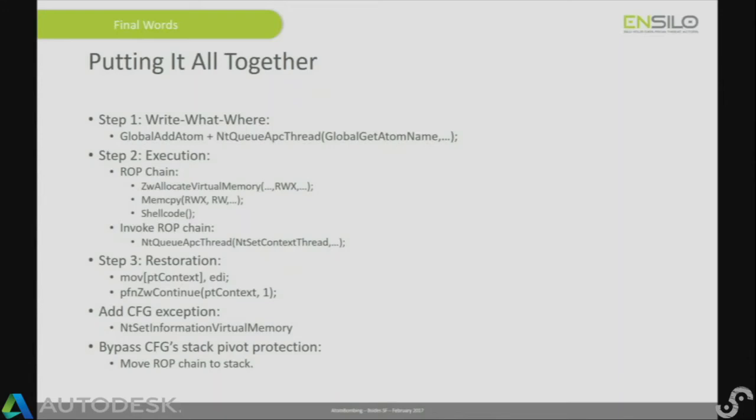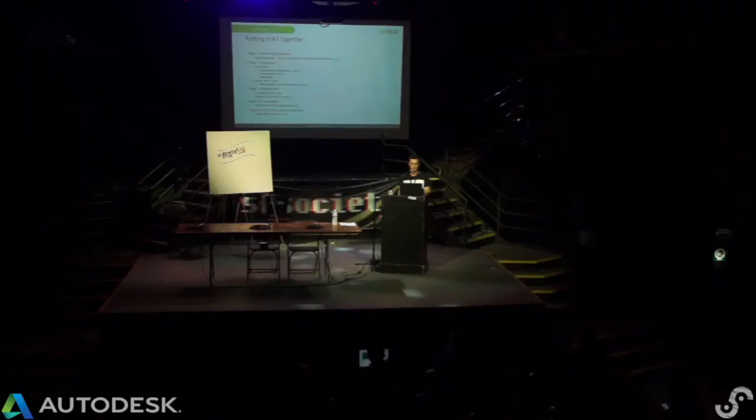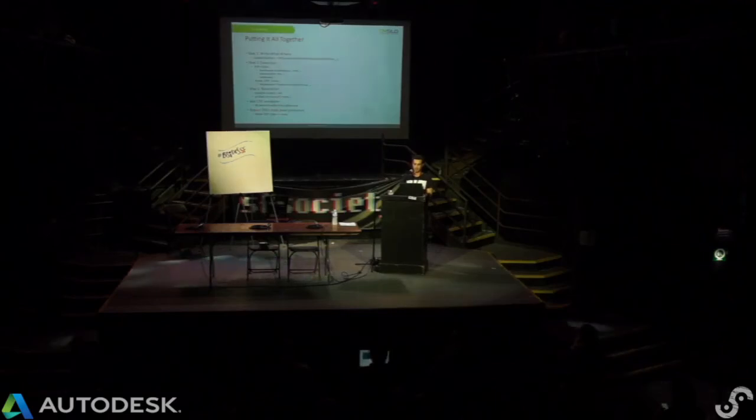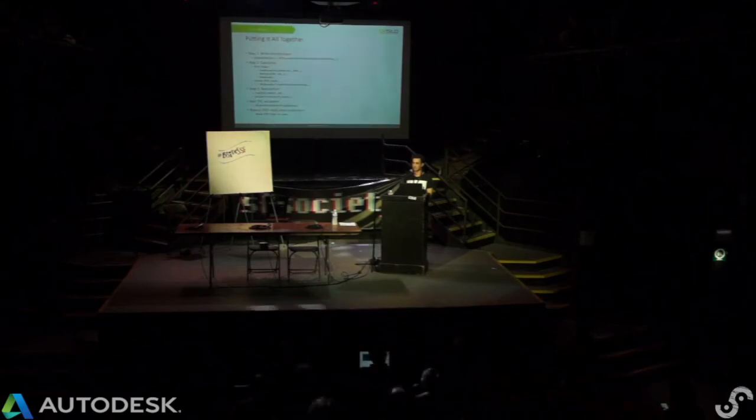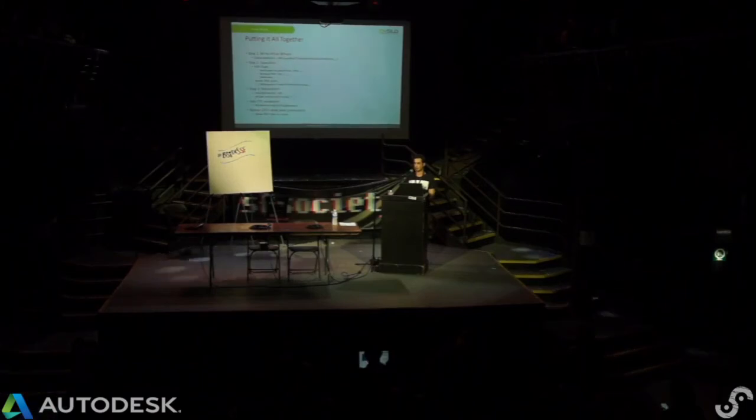We store that in a temporary variable, and at the end of our shellcode, we call ZwContinue and pass it the backed up value. This restores the execution, or just lets the OS do what it was meant to do. In order to add CFG exceptions, we used NtSetInformationVirtualMemory. The last step we had to take was to bypass CFG's stack pivot protection, and to do that, all we had to do was copy the ROP chain to the stack, and this basically solves the problem.